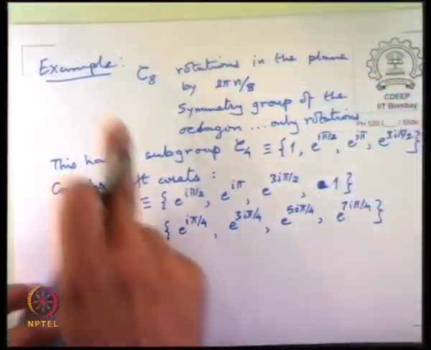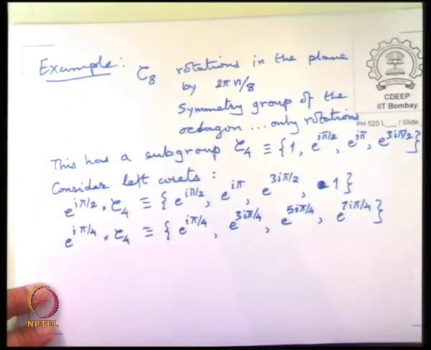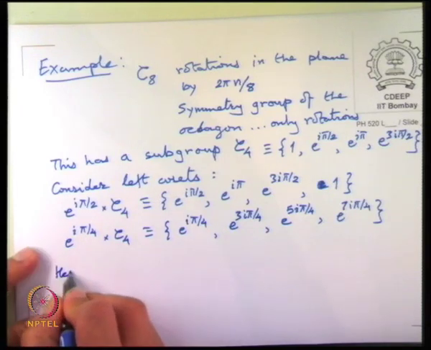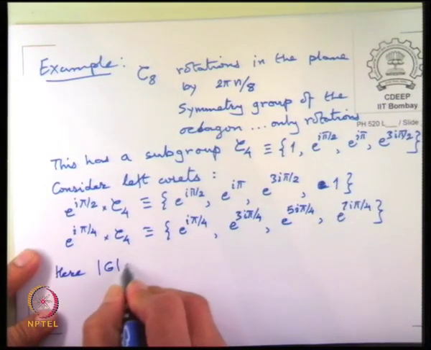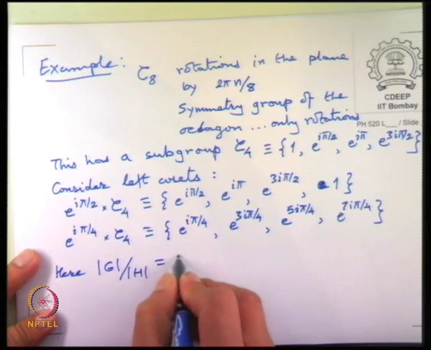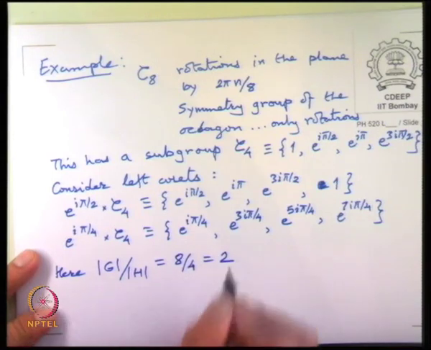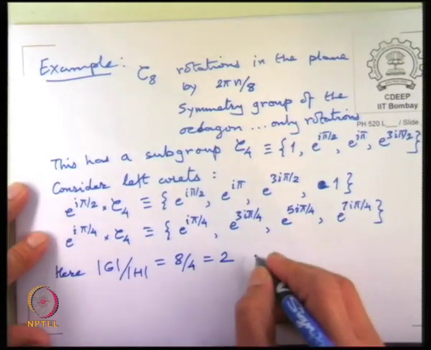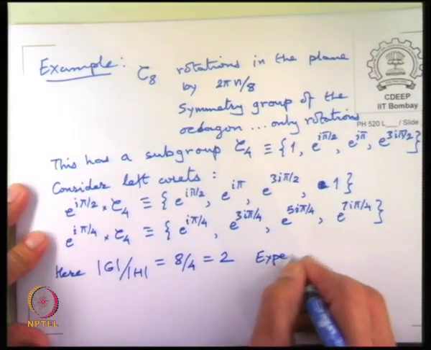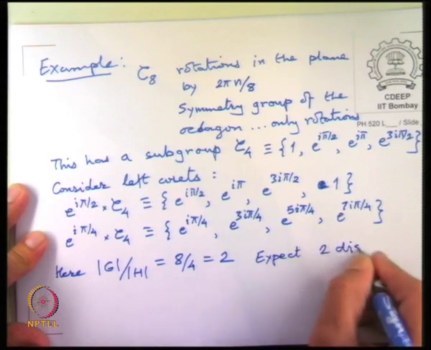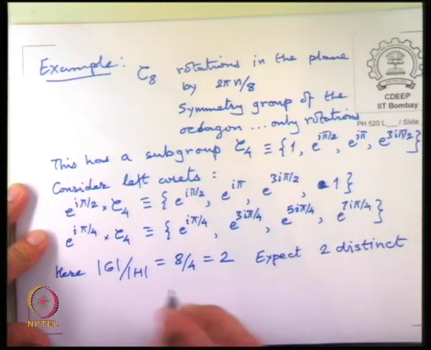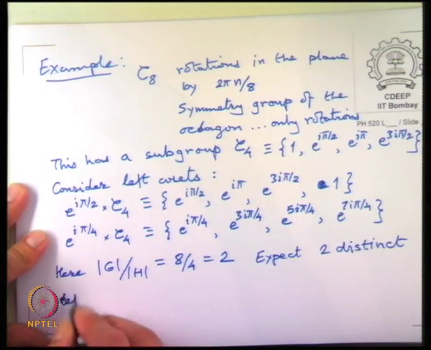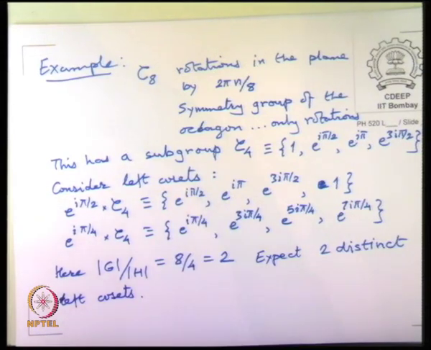Now clearly the order of C8 is 8 and the order of C4 is 4. The fraction we get is 2, and so we expect two distinct left cosets. And in fact we have exhausted both of them here.